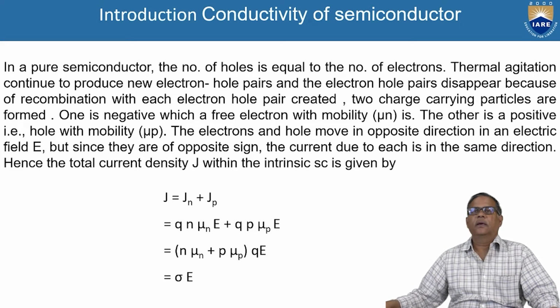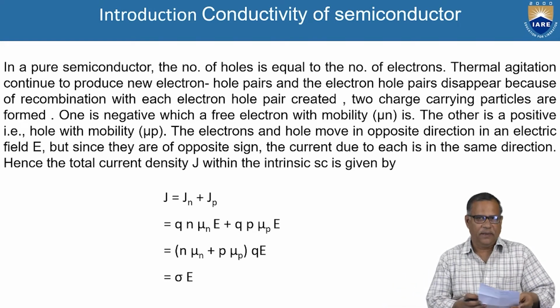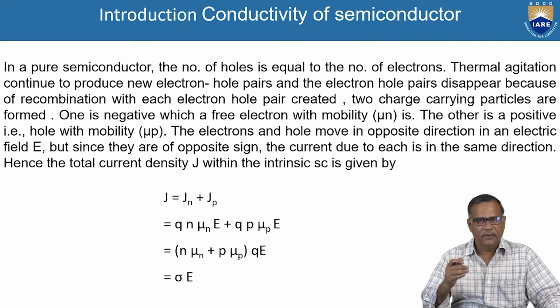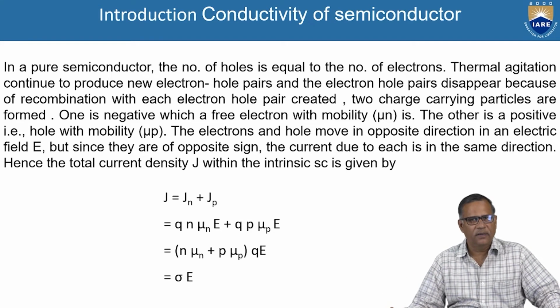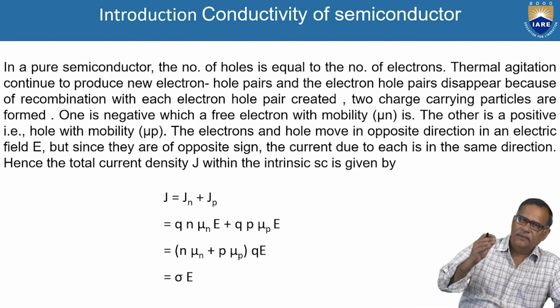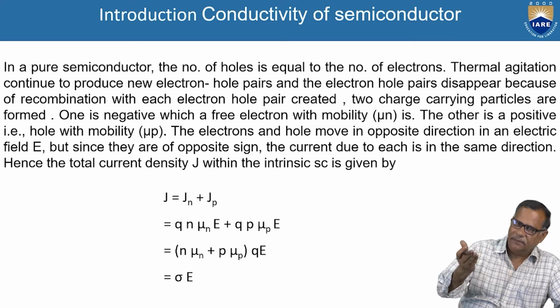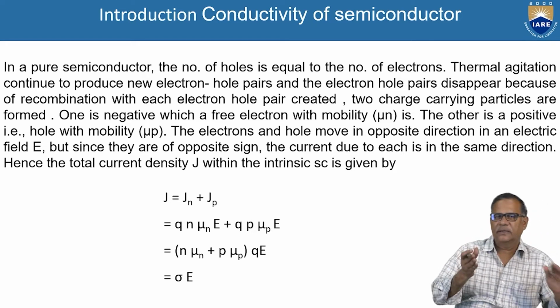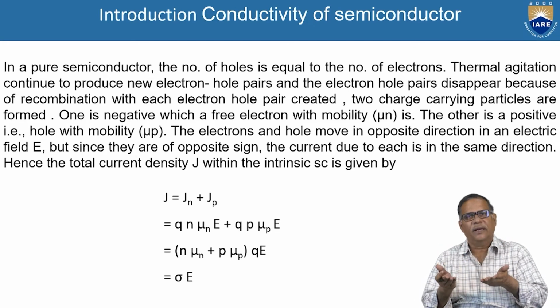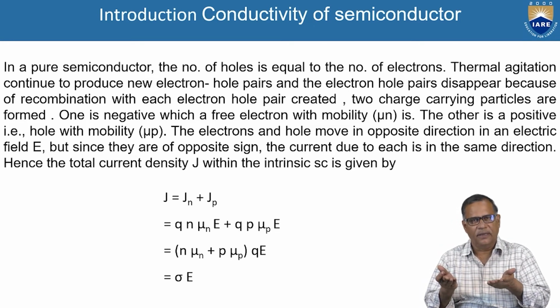So the forbidden energy gap is the energy gap between the conduction band and the valence band. It is approximately 1 electron volt for semiconductor material, and for silicon. When you increase the temperature, what happens? The gap reduces, and that improves the conductivity of the semiconductor material.